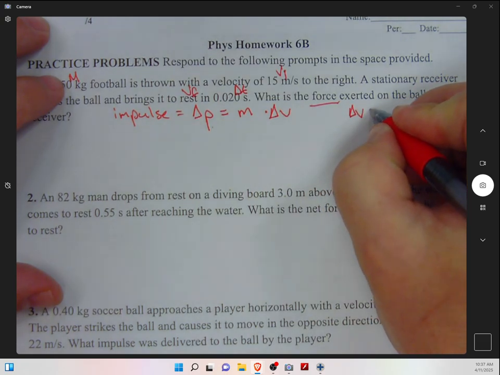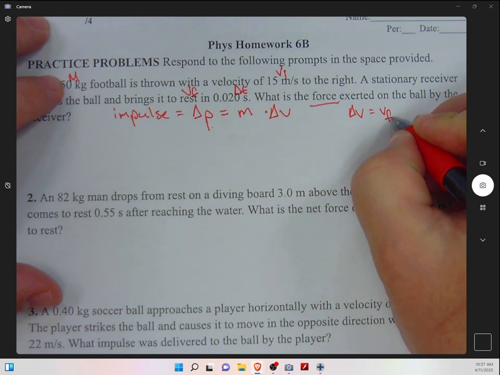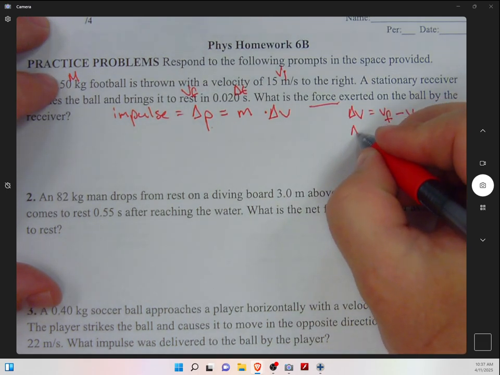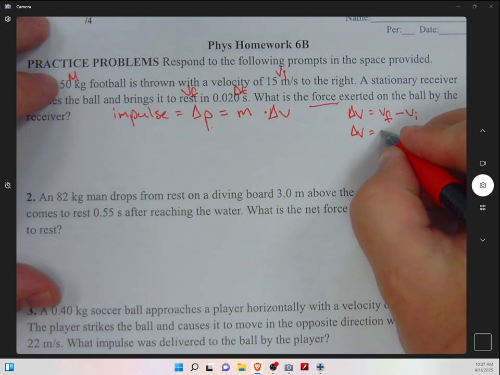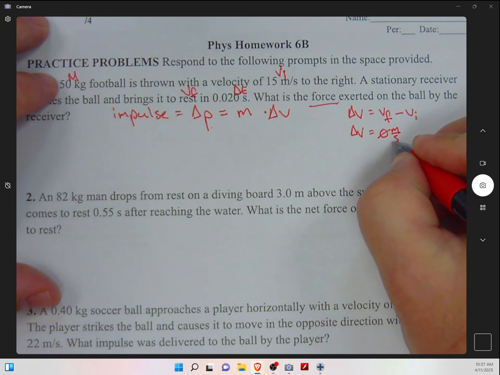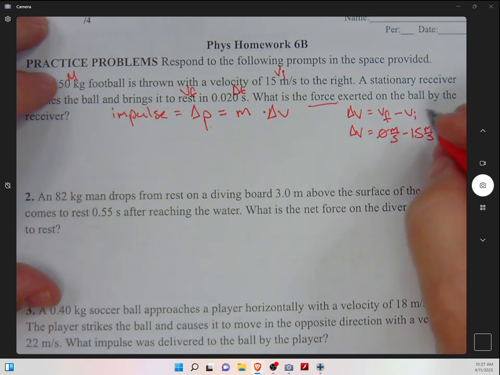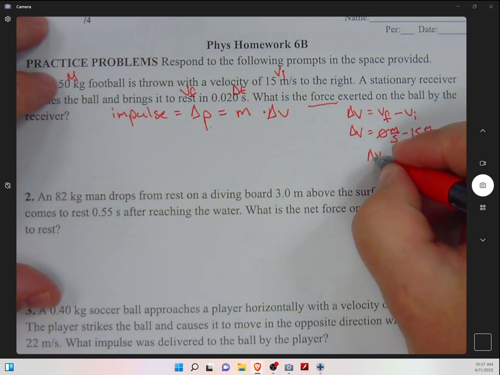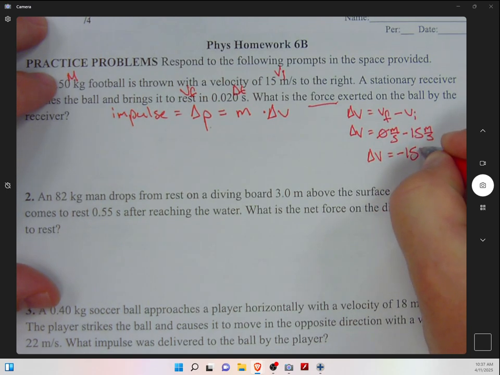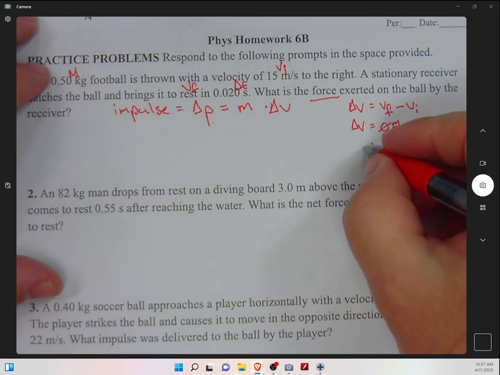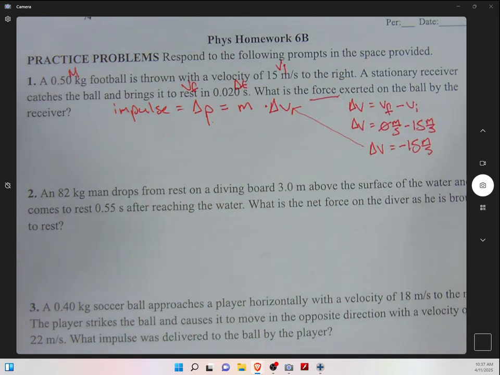Change in velocity is equal to the final velocity minus the initial velocity, which is equal to 0 meters per second minus 15 meters per second, which gives us a change in velocity that is equal to negative 15 meters per second. Now, this is not the answer, but this is what I can do to get a value to plug in for change in velocity, which will give me change in momentum, which is impulse.